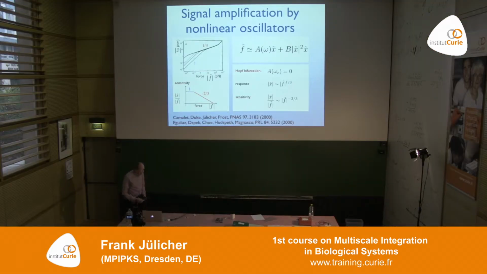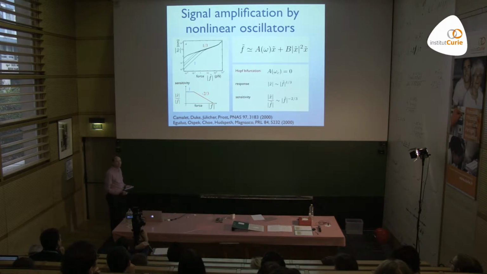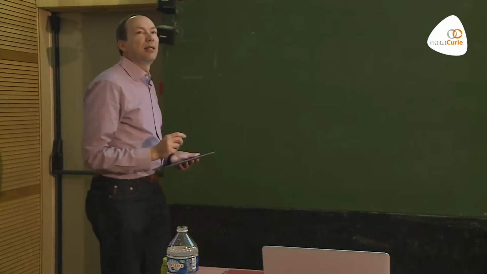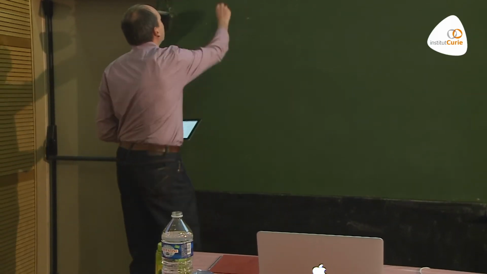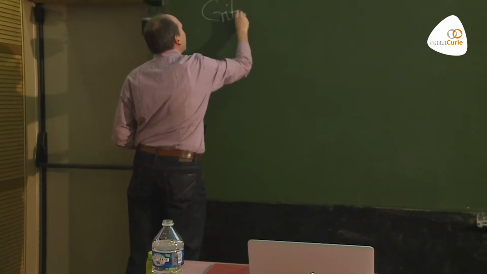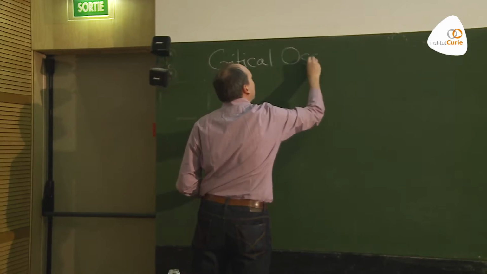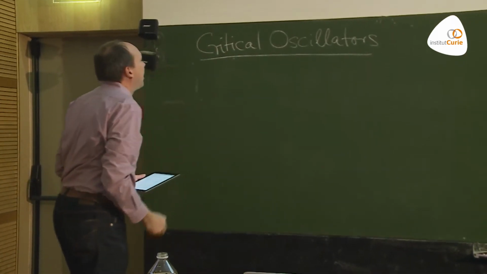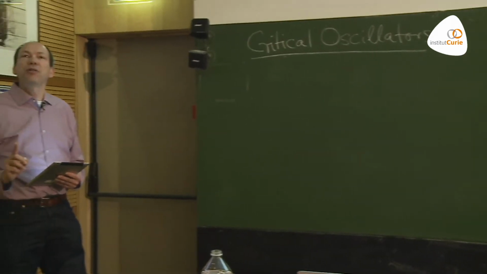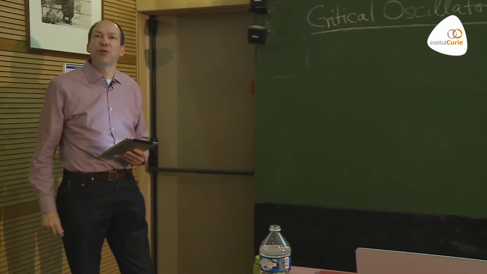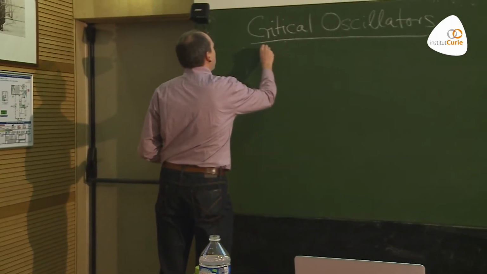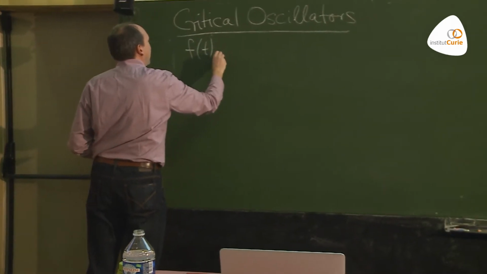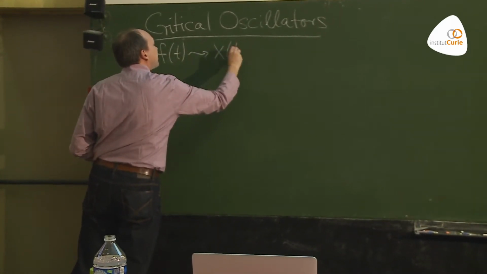Now, to explain these general features, let me do that on the blackboard. So I will now discuss general features of a Hopf bifurcation, in particular the response to external forces. So critical oscillators. And I will start with the response of a passive system to a time-dependent force. So I have a force f of t, and this then elicits a response x of t, a displacement.